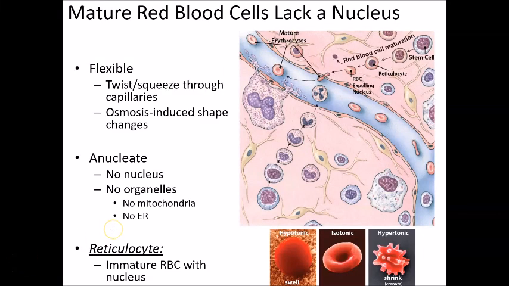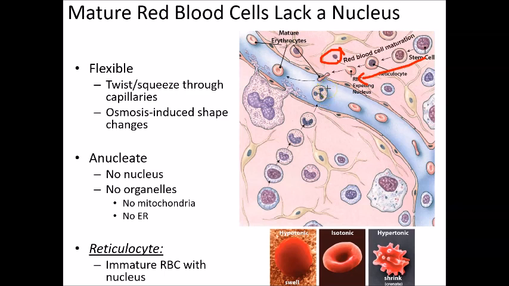Okay, so now we'll look at red blood cells. A couple interesting things about red blood cells. Mature red blood cells lack a nucleus. So as we saw previously when we looked at hematopoiesis, as the red blood cells mature, notice we lose the nucleus right here before they are sent into the blood. So they are what we call anucleate.